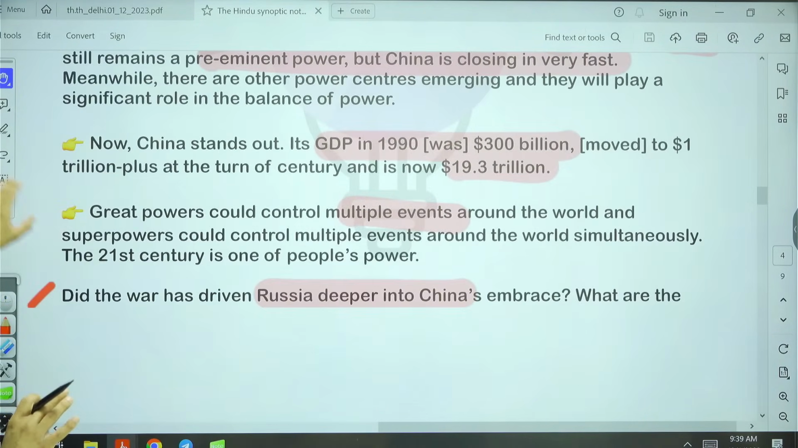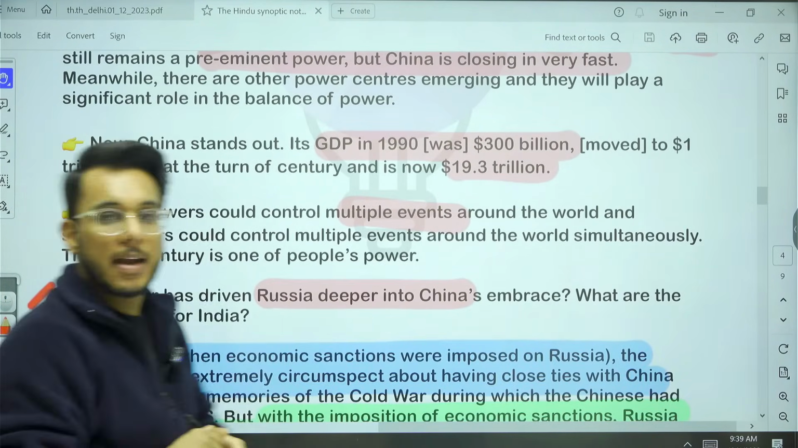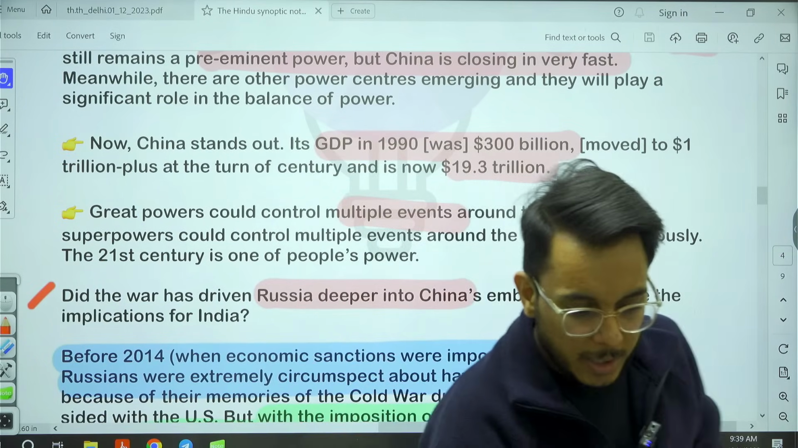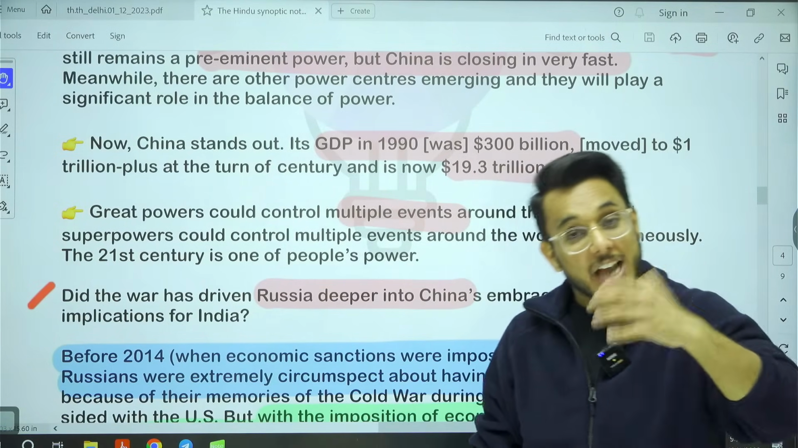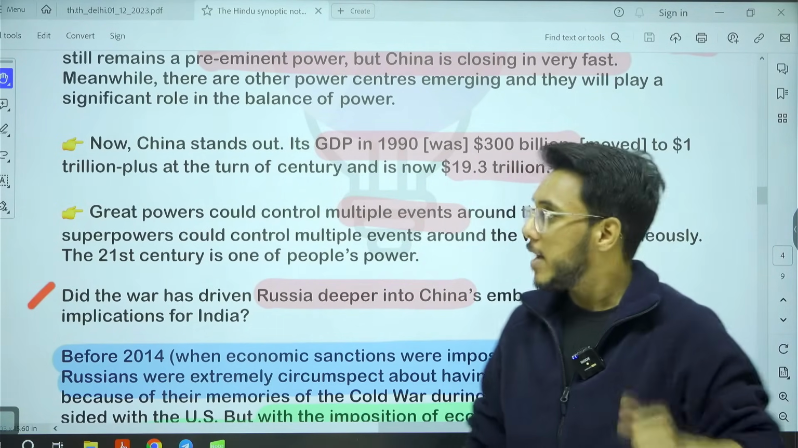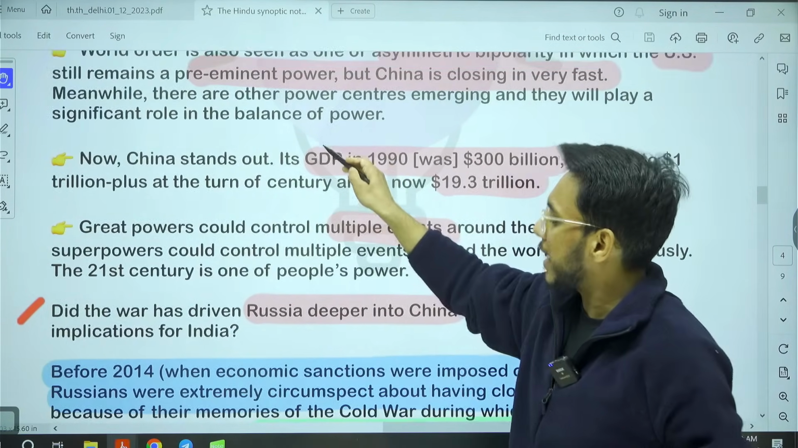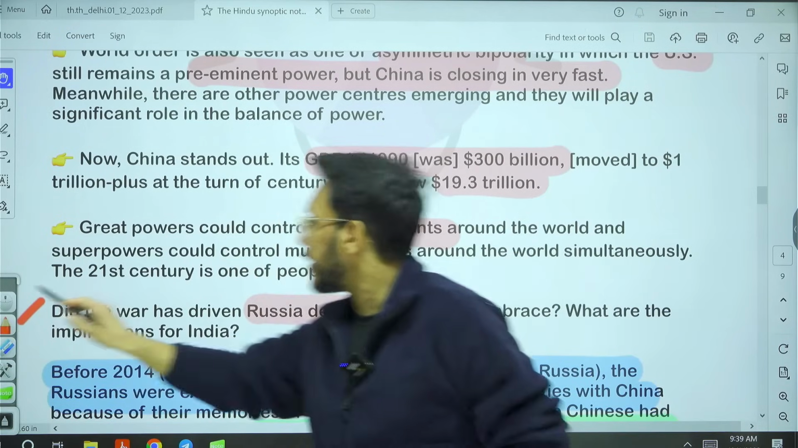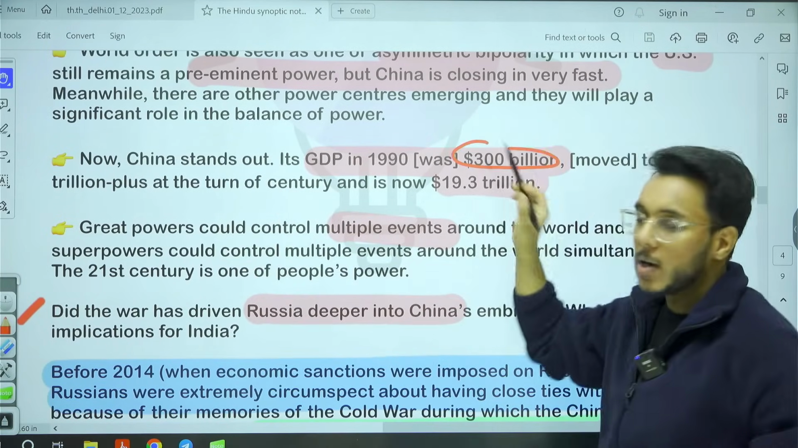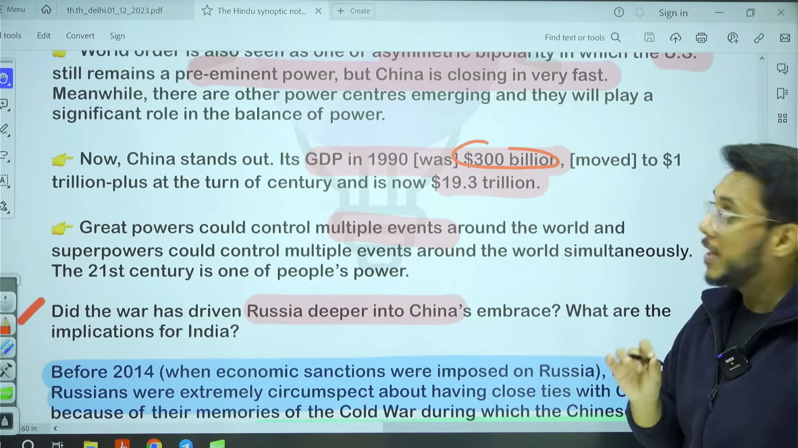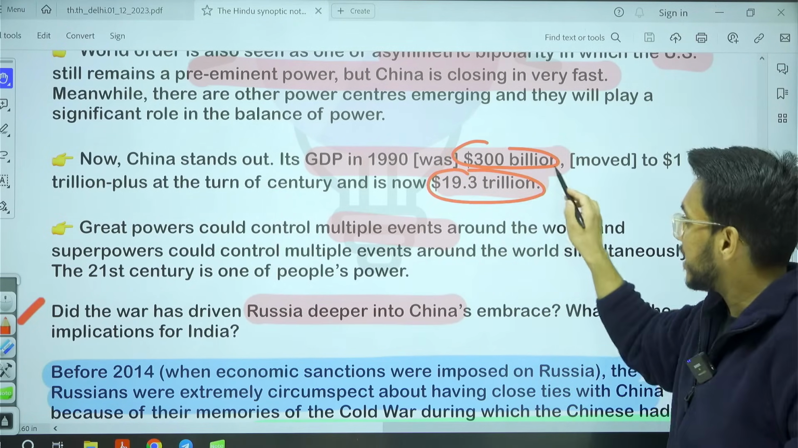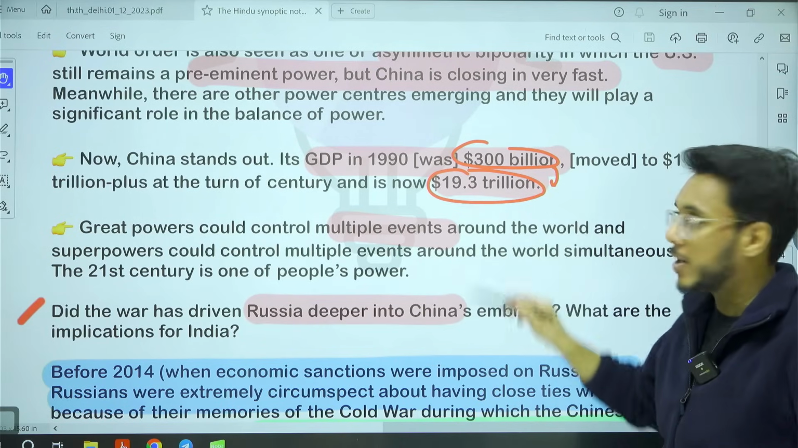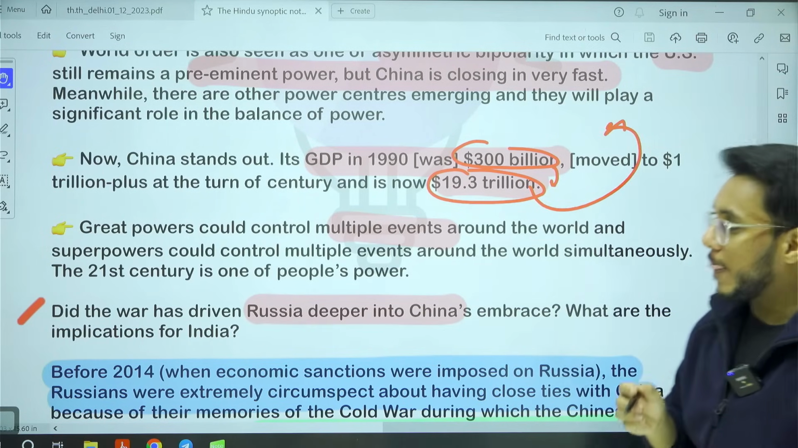Secondly, when we talk about economic superiority, the USA is still unmatchable, but China is catching up very fast here also. For example, China's GDP in 1990 was just around $300 billion, but today China's GDP stands at $19.3 trillion. So you can see how much distance they have traveled. Soon they will catch up with the USA.